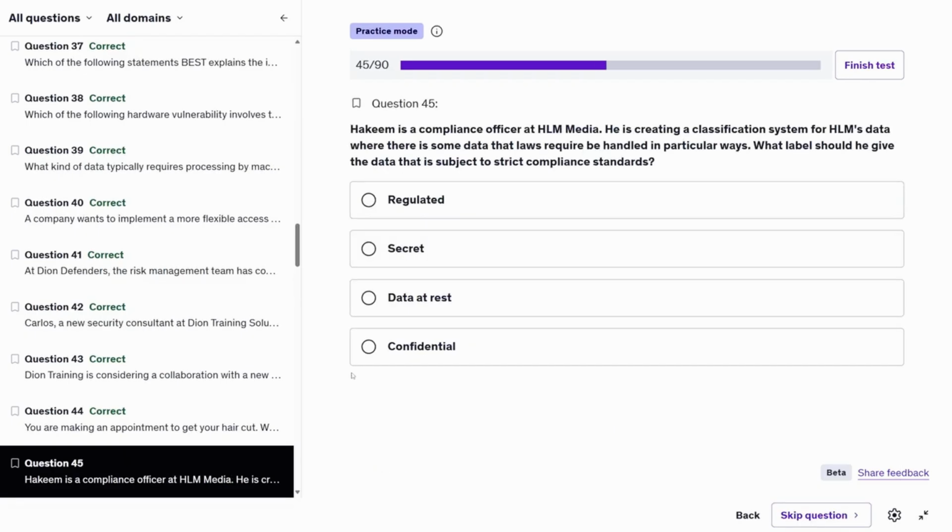Hakeem is a compliance officer at HLM Media. He is creating a classification system for HLM's data where there is some data that laws require be handled in particular ways. What label should he give the data that is subject to strict compliance standards? And the simple label that we need to apply here is regulated.